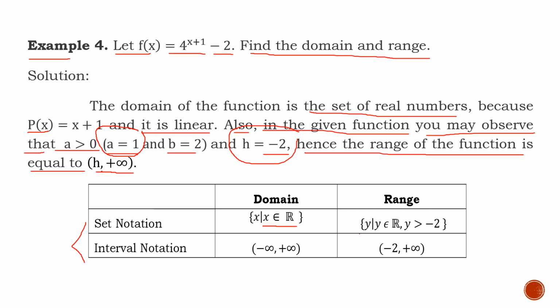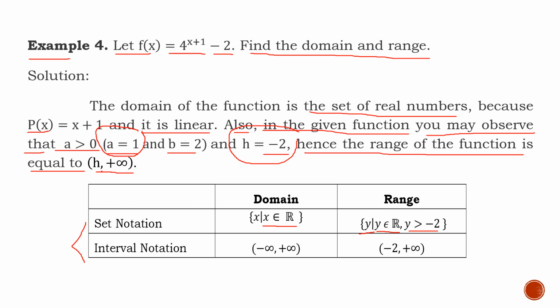And your range, your y, such that your y is an element of real numbers, is greater than negative 2. So meaning to say, the value of your y can be what? Can be negative 1, 0, and positive numbers. So those are numbers greater than negative 2. Those are numbers that can be considered as a value of your range.